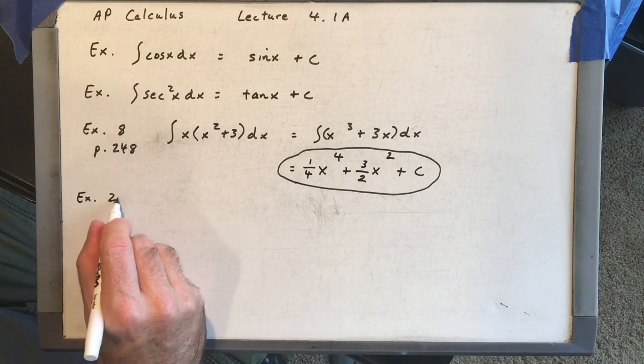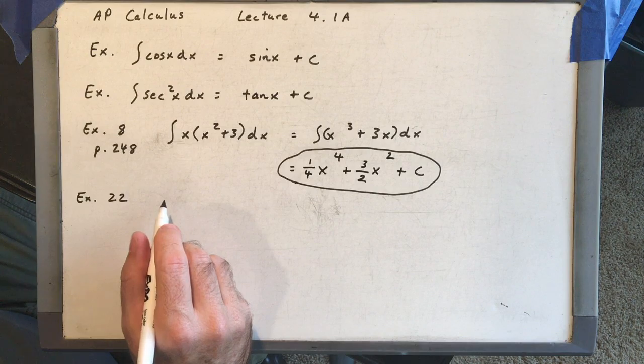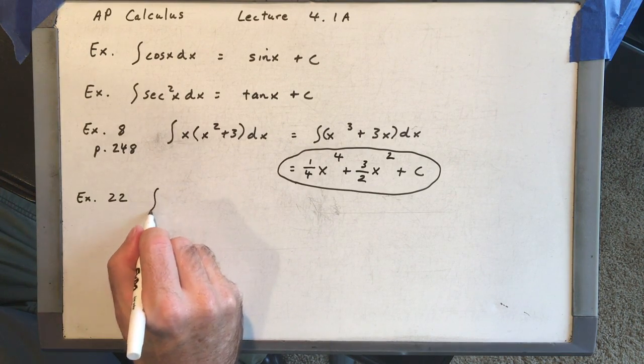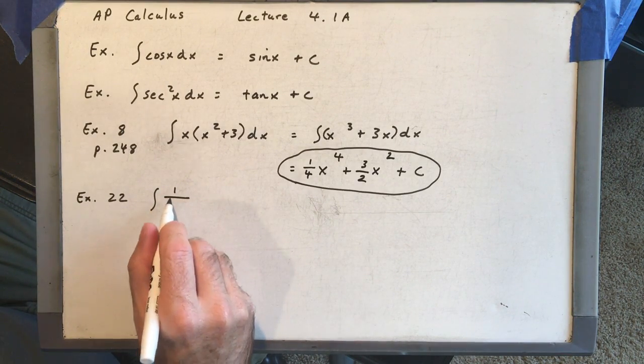Example 22. So we're still on page 248. It says integrate 1 over x to the 4th.